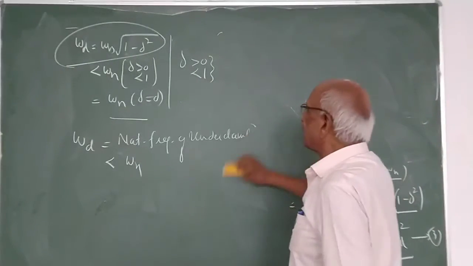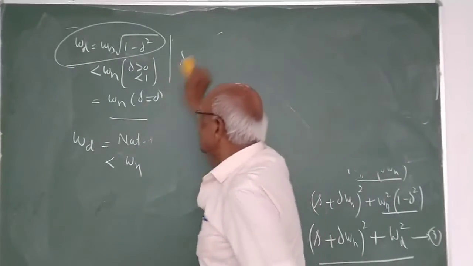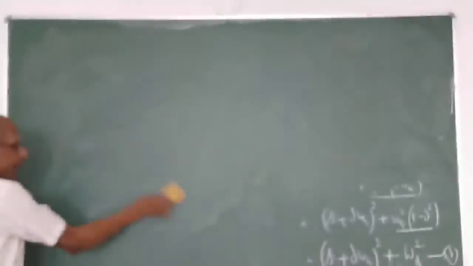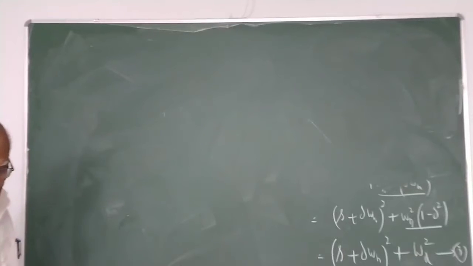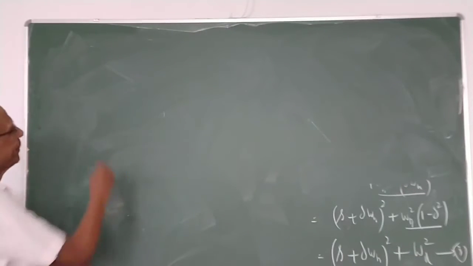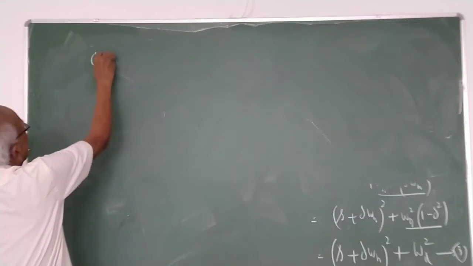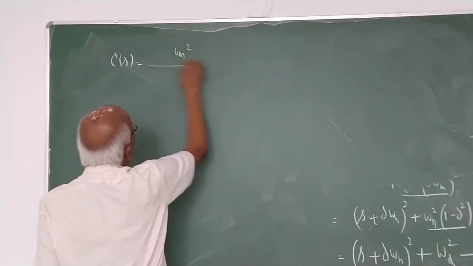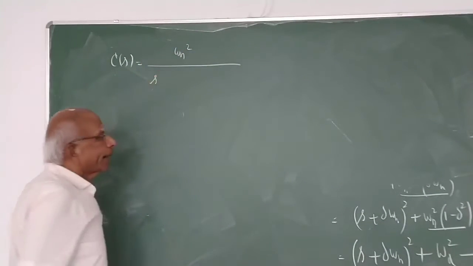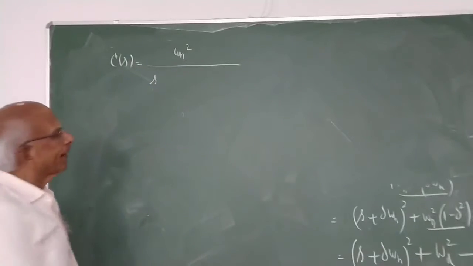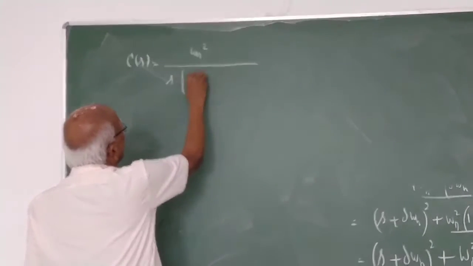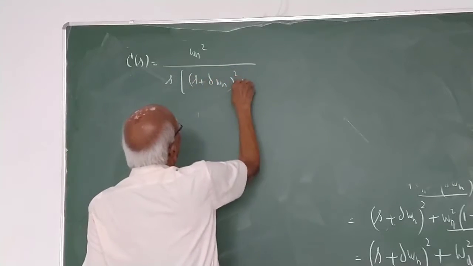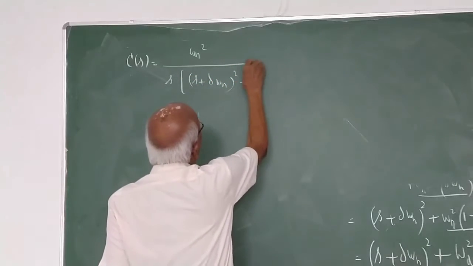Please permit me to rub off all this and derive it in a neat manner. The derivation is important, even for problems it will be important. So what is C of S? It is equal to omega n squared over s into, s plus delta omega n whole square plus omega d squared.